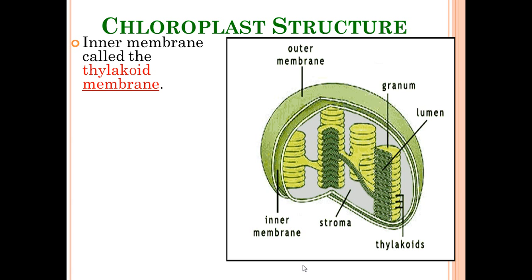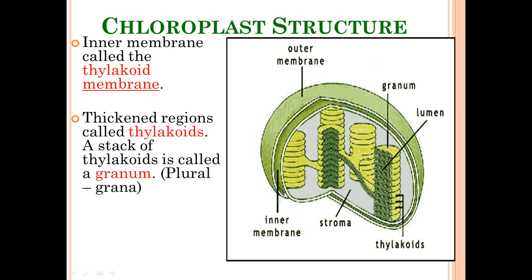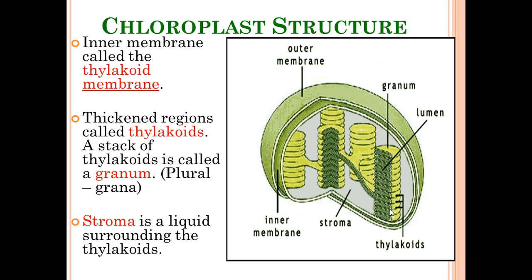The inner membrane is called the thylakoid membrane. This is found right here. Thickened regions called thylakoids, they're the things that look like green pancakes stacked here. One stack of thylakoids is called a granum. The stroma is the liquid surrounding all of the thylakoids and the granum.